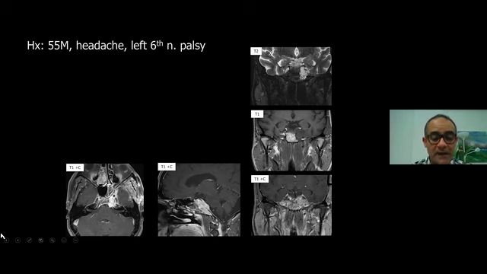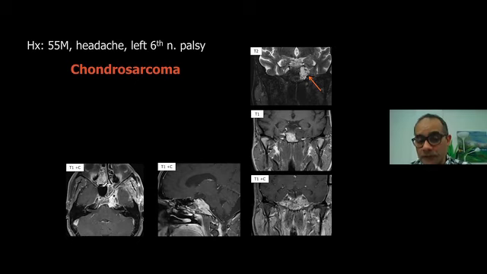And if I trace the abducent nerve, it turns out to be a chondrosarcoma, which is very common at this location. The location is characteristic, and the imaging and the signal characteristics as well. And if I trace the nerve for you, you would expect why this patient would present with abducent nerve palsy.